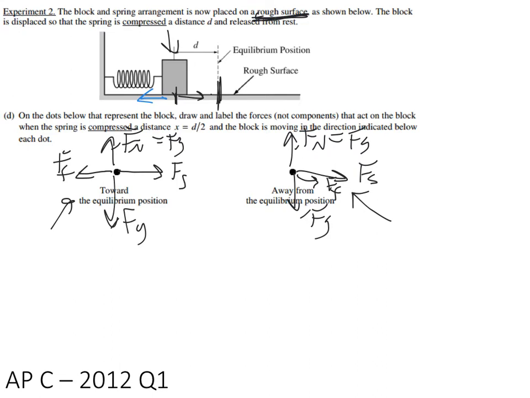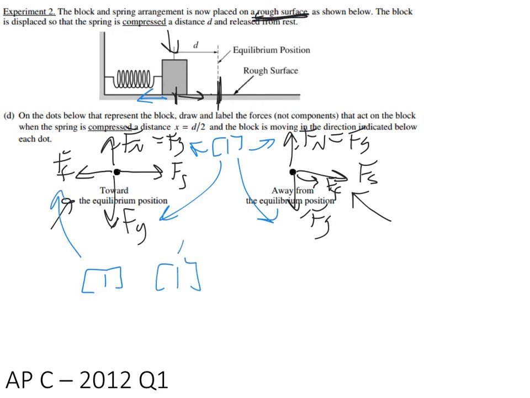Now, this was 4 points altogether. You got 1 point for correctly doing Fn and Fg for both. You got 1 point on this diagram. Let's see. You got 1 point for realizing that friction is going in that direction, and 1 point for realizing spring forces in that direction. And then you got 1 point for basically realizing these two are in the same direction to the right.